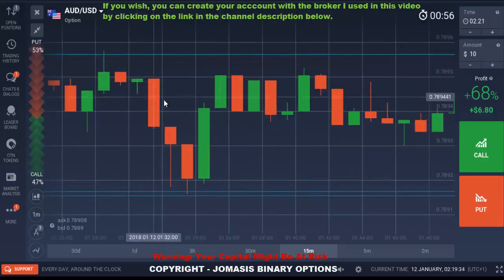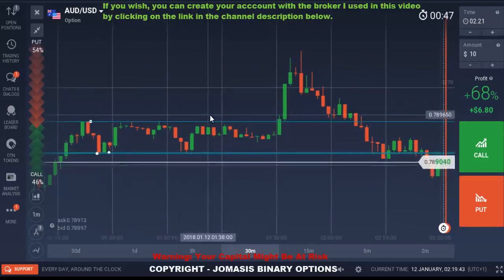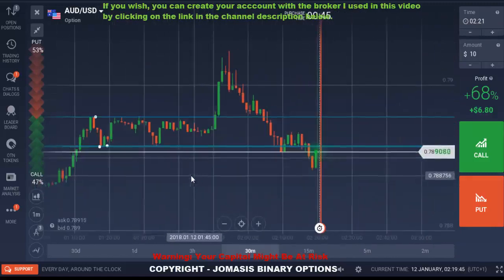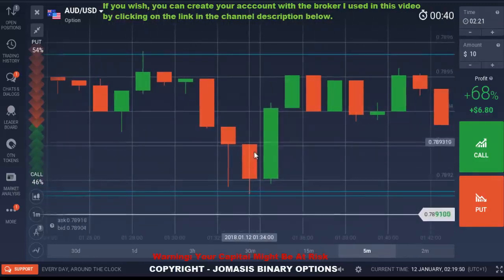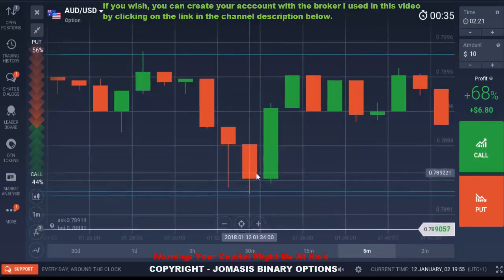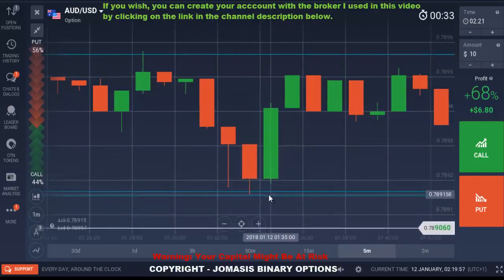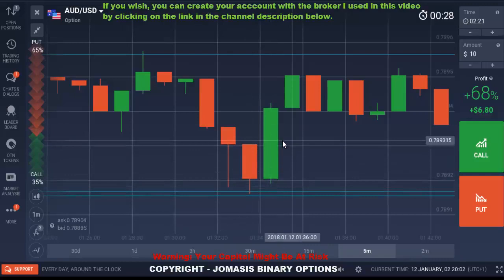Let's say the market was coming down, and as soon as it hit our support level, it bounced back again. This is how I trade. As this market was coming down and got rejection here, if it comes down again and gets rejection at this level, I'll go for a call, because I know the market is going to go up, though it's not 100%.